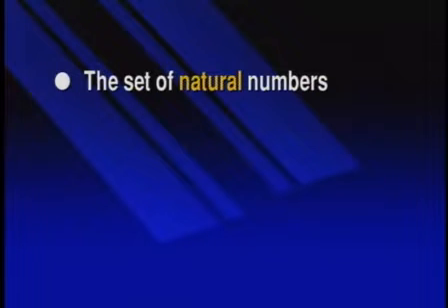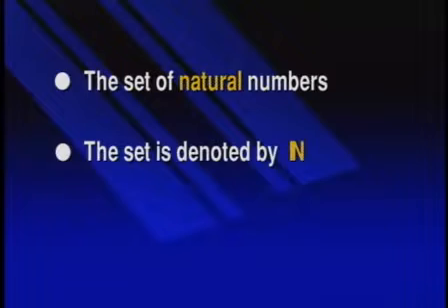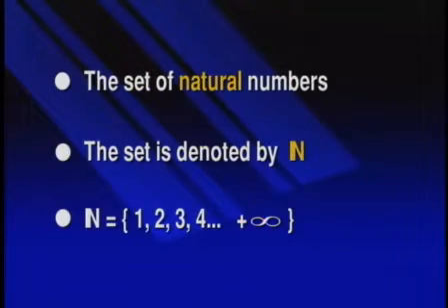The set of natural numbers is our first set. The set is denoted by capital letter N, and you notice that the N is a little thick on the left side, and that's to differentiate it from any other capital N. That's the international notation for the natural numbers. And N is the set of 1, 2, 3, 4, all the way out to positive infinity.